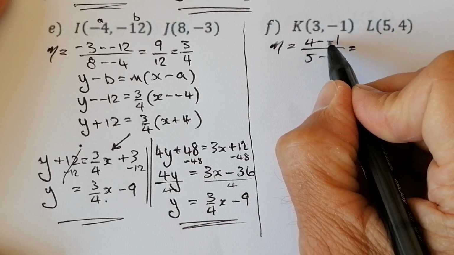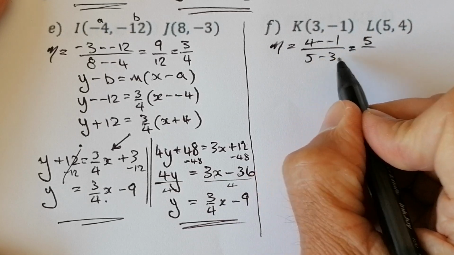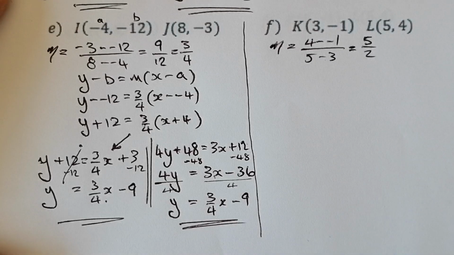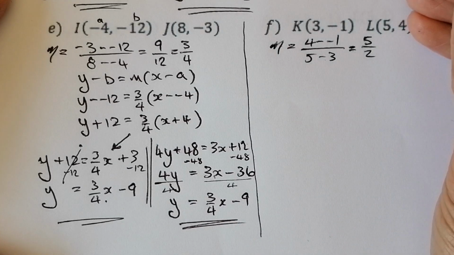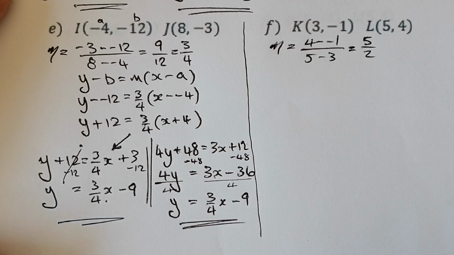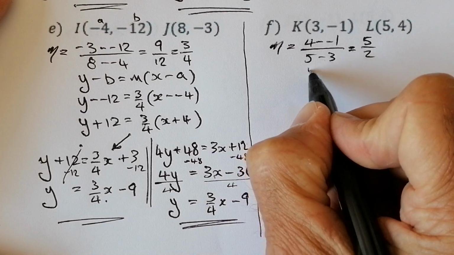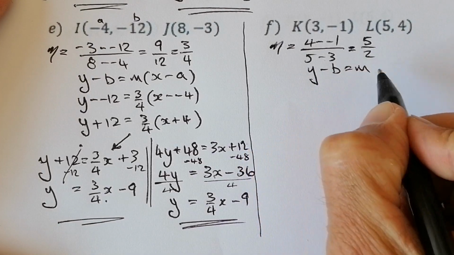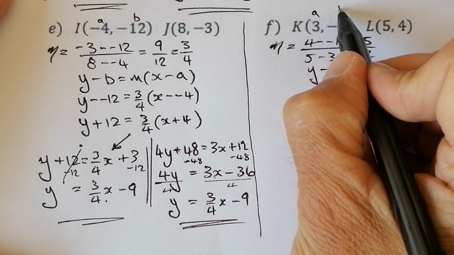So 4 minus 1, so that's 4 plus 1, gives me a 5 on the top. 5 minus 3, 2 on the bottom. Gradient is 5 upon 2. So every time I go along 2, I go up 5. That's the way to think about your gradients. Okay. Right, so we're going to substitute into y minus b equals m(x minus a). Right, so I'm going to just use this point again, okay?